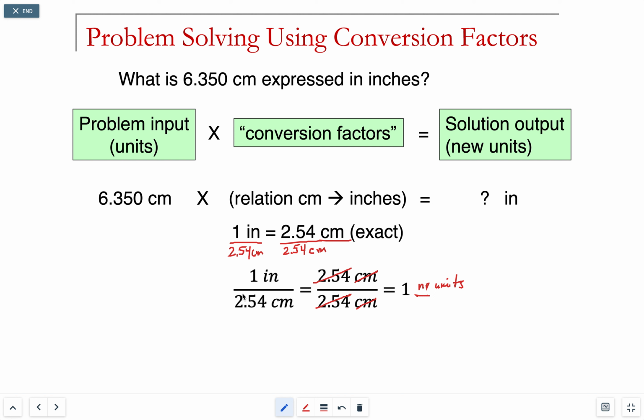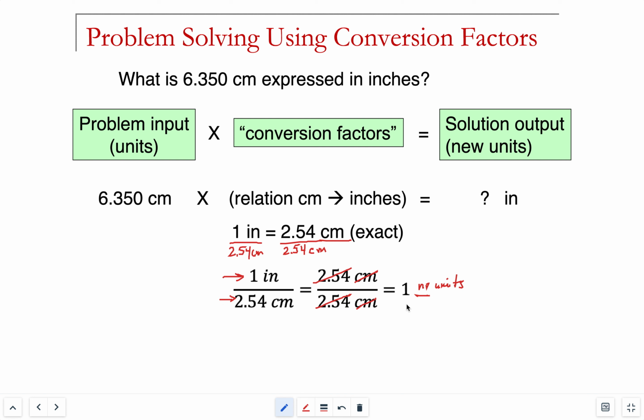What's also interesting is that this value divided by this value also is 1 with no units. Now, that may look funny because the numbers are different. But I want you to remember that if you think of the quantity 1 inch, 2.54 centimeters is the same quantity. So the same quantity divided by the same quantity, the same length divided by the same length, gives us the relation 1. So this is going to be important when we do the multiplication.